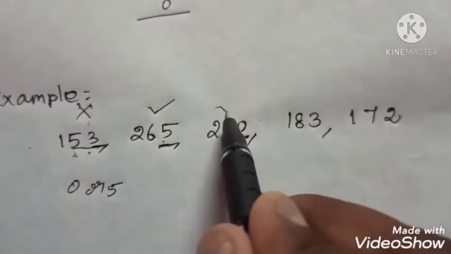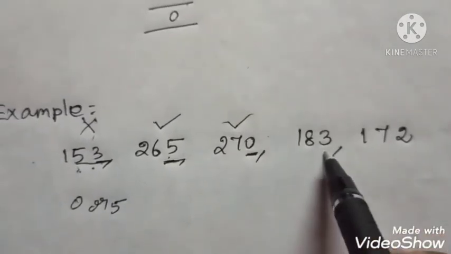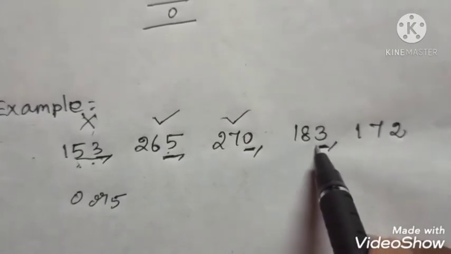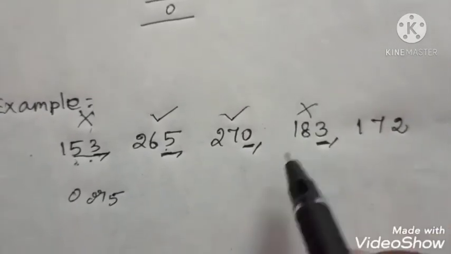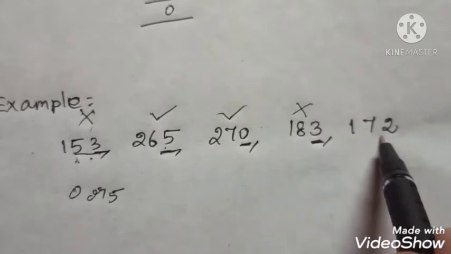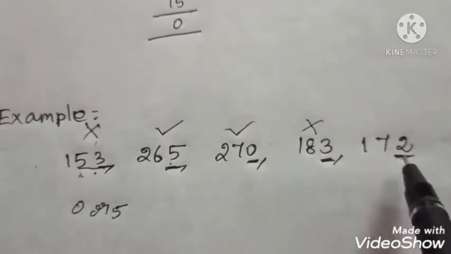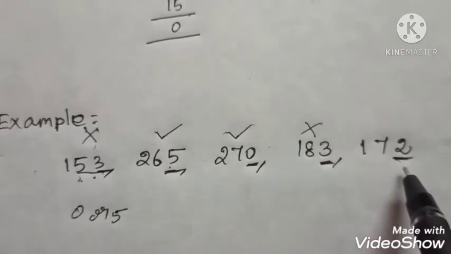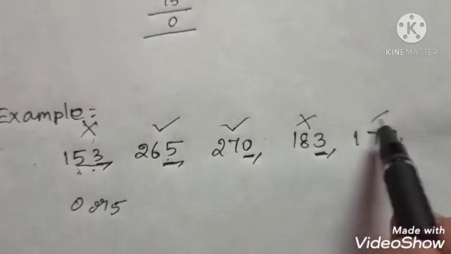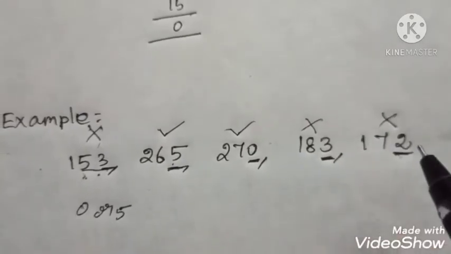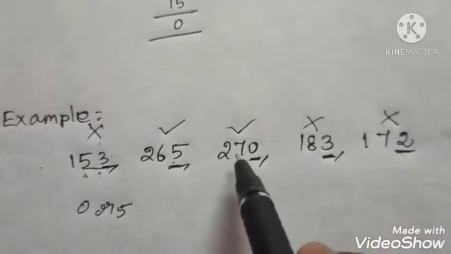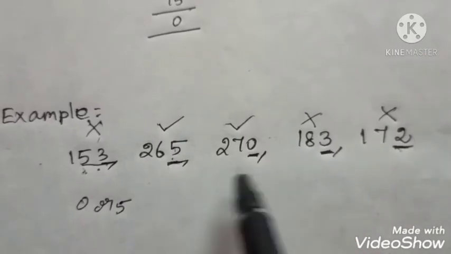So this is divisible by 5. The unit digit of 183 is 3, so it is not divisible by 5. The unit digit of 172 is 2, it is not 0 or 5. So because of that, this one is also not divisible by 5. So clearly, a number that ends with 0 or 5 is divisible by 5.